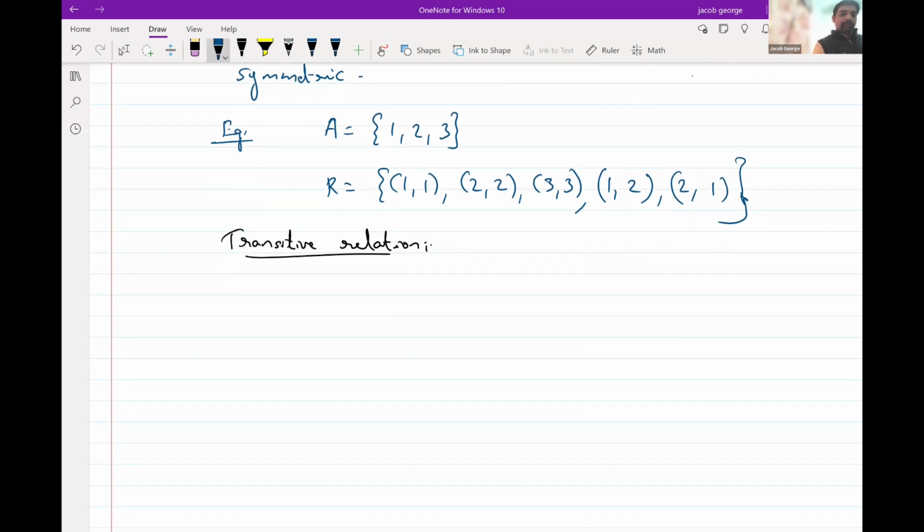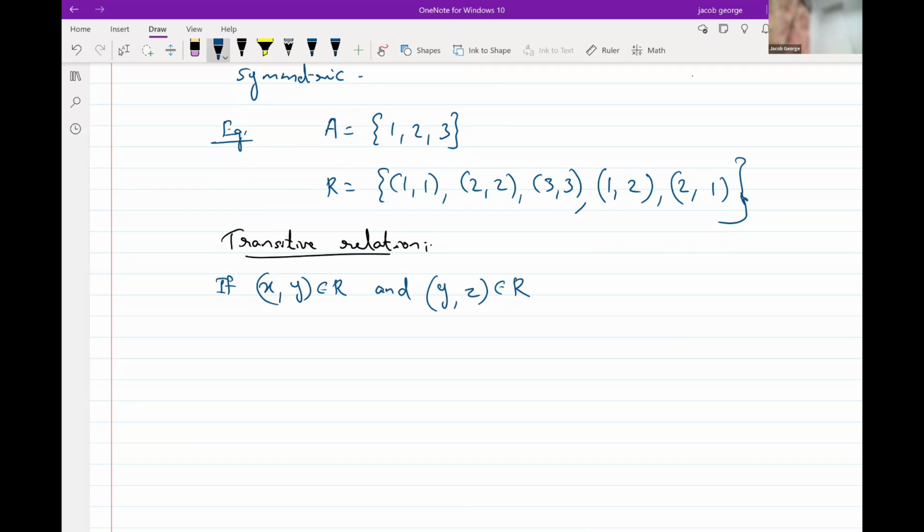If (x, y) is an element of R and (y, z) is an element of R. So look at the nature of these two. These two are given: (x, y), then starting with the second element, y, (y, z) is an element of R. Then if these two are elements, then (x, z), if it is also an element of R, then we can say R is transitive.